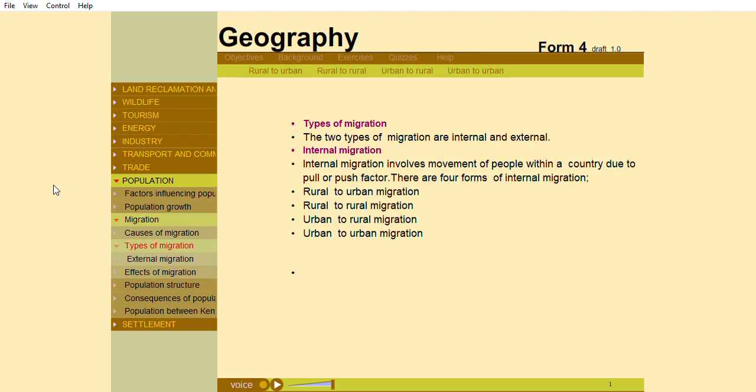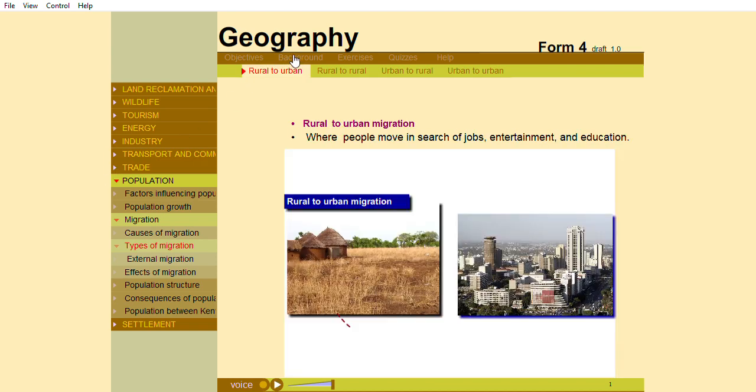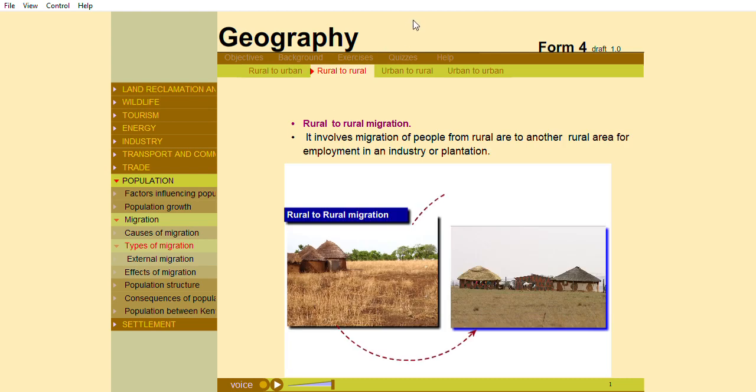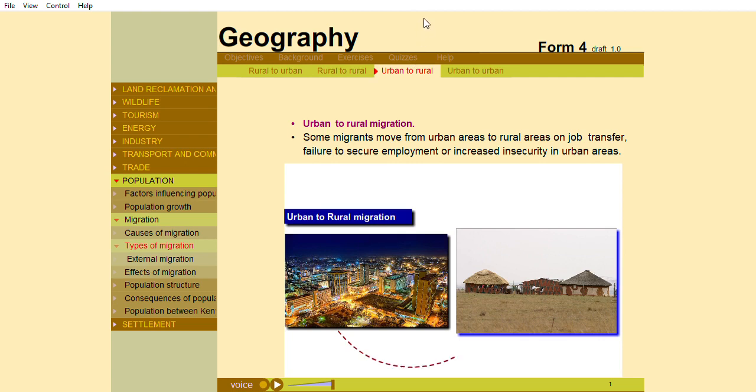There are 4 forms of internal migration: rural to urban migration, rural to rural migration, urban to rural migration, urban to urban migration. Rural to urban migration, where young people move in search of jobs, entertainment, and education. Rural to rural migration. It involves migration of people from one rural area to another rural area for employment in an industry or plantation. Urban to rural migration.